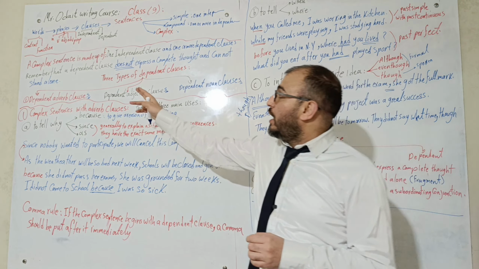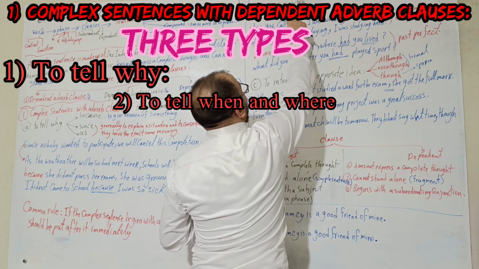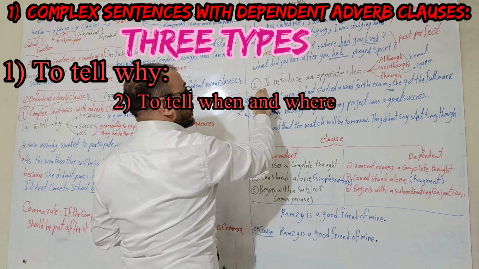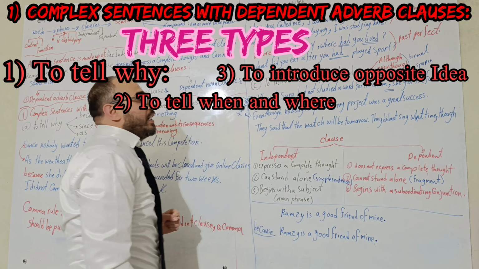That's why we have different types of complex sentences. Let's discuss the first type of complex sentences, which is complex sentences with adverb clauses. We have three types of them. The first type is called to tell why. The second one, to tell when and where. The third one is to introduce an opposite idea.